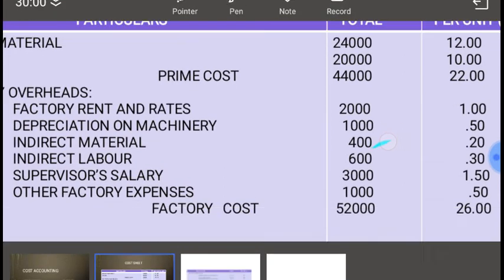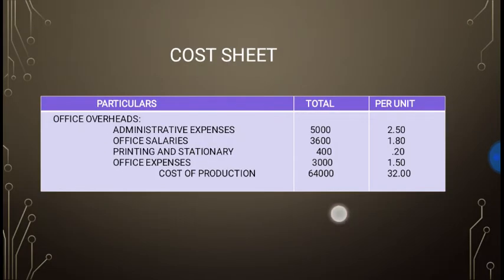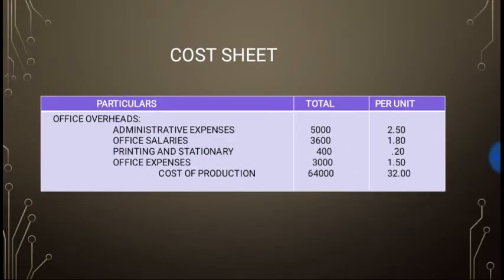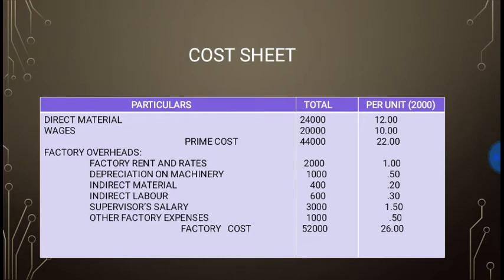2000 प्लस 1000 प्लस 400 प्लस 600 प्लस 3000 प्लस 1000 कितना होता है. कितना होता है, 2 प्लस 1 3, 3400 प्लस 600 4000, 7000 एंड 1000 8000. 44,000 प्लस 8,000 that is equal to 52,000 और आपकी 52,000 डिवाइडेड बाय 2000 that is 26 रुपीज़. तो यहाँ पे आप देखते हो कि आपकी जो प्राइम कॉस्ट है वो है 44,000 और ये पर यूनिट है 22 रुपीज़. और अब 44,000 में जब हमने फैक्ट्री ओवरहेड टोटल जो कि 8,000 रुपये बन रहे हैं हमने ऐड कर दिया तो वो 52,000 बन गया और पर यूनिट कॉस्ट आई है 26 रुपीज़.